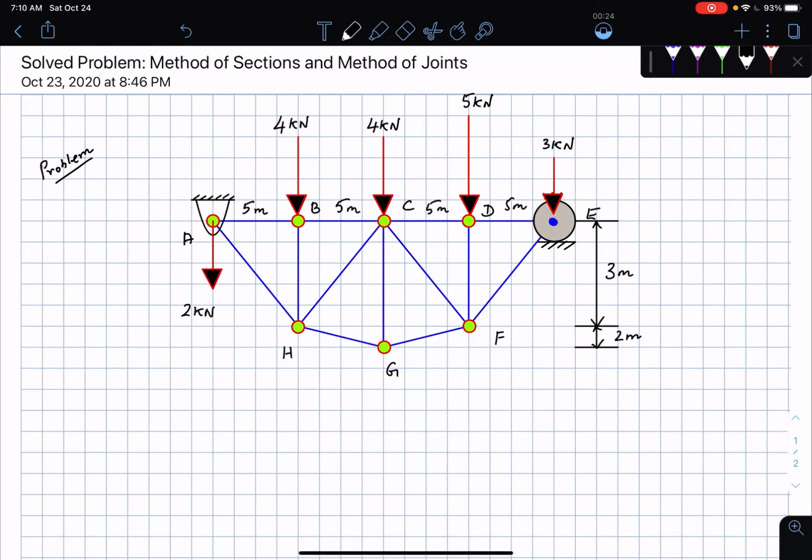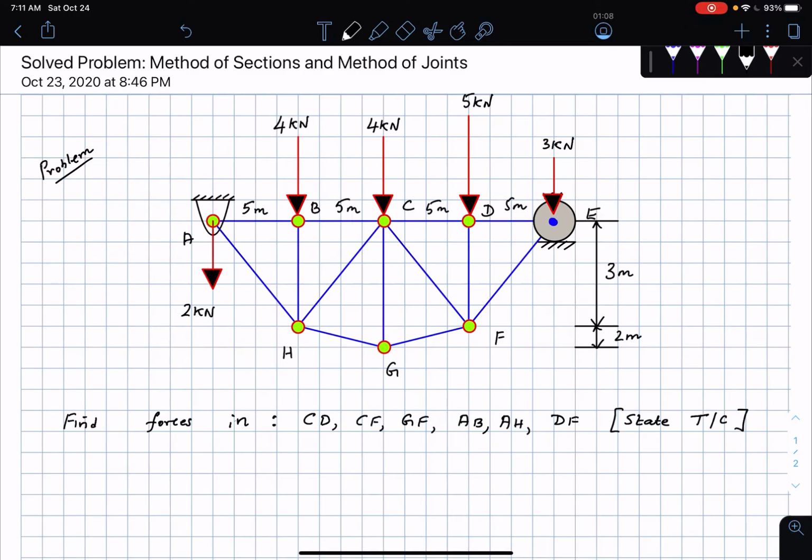Okay. So, in this particular problem, we need to find the forces in the following bars, which are bar CD, then the bar CF, the bar GF, the bar AB, AH, and the bar DF. And then the idea is we have to state whether they are in tension or in compression.